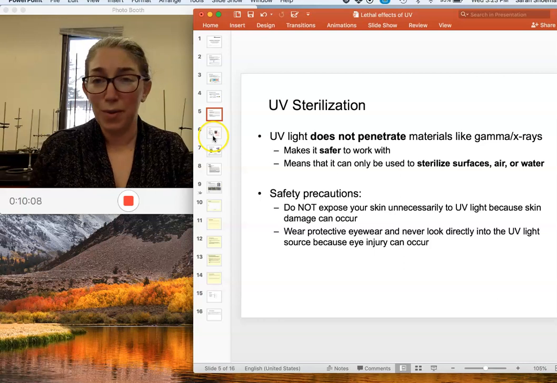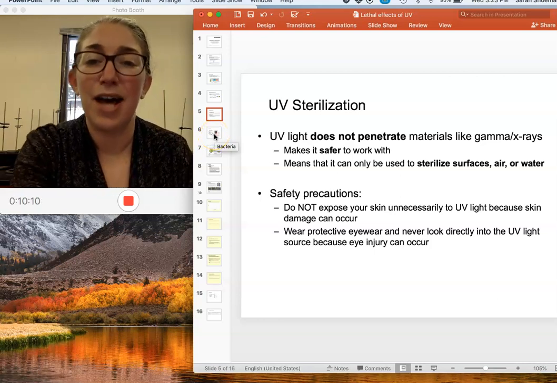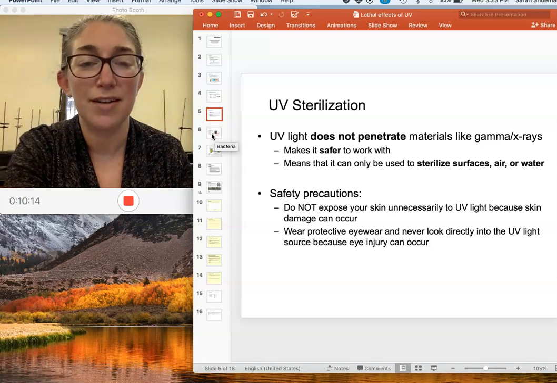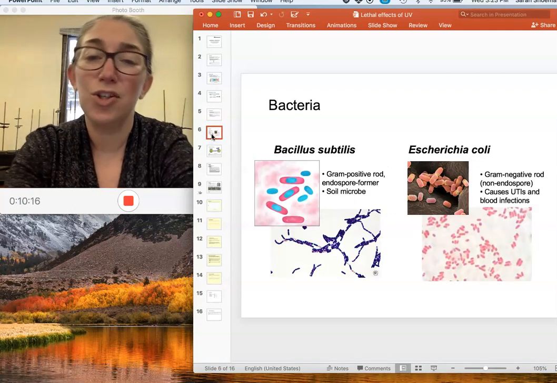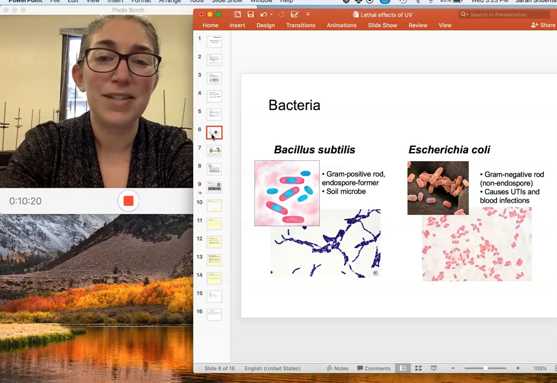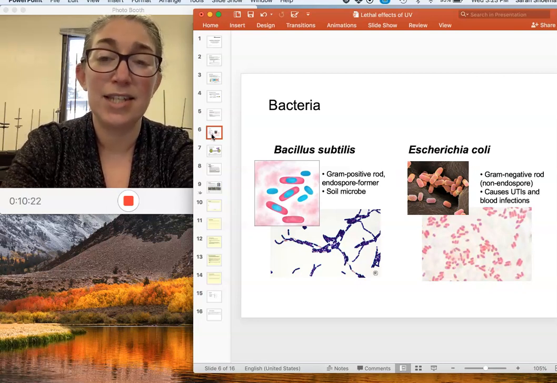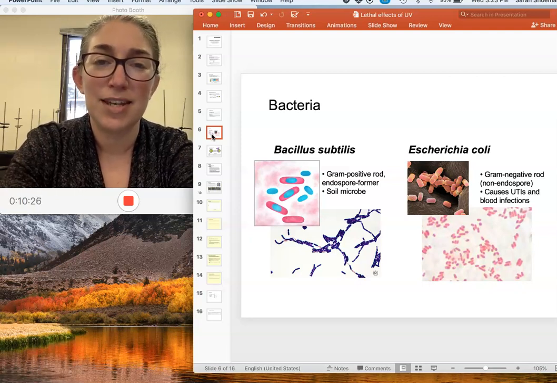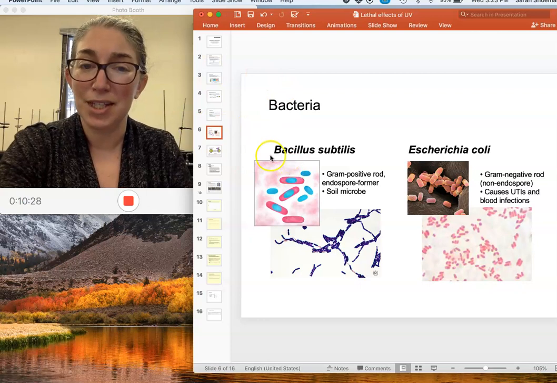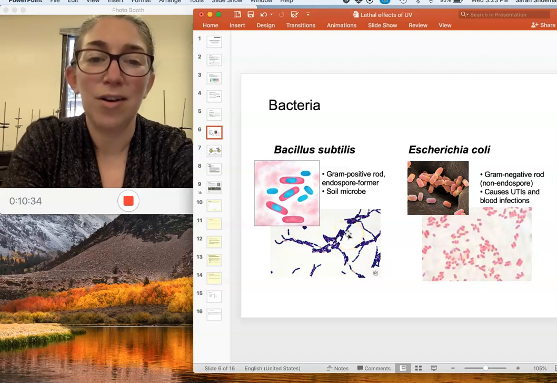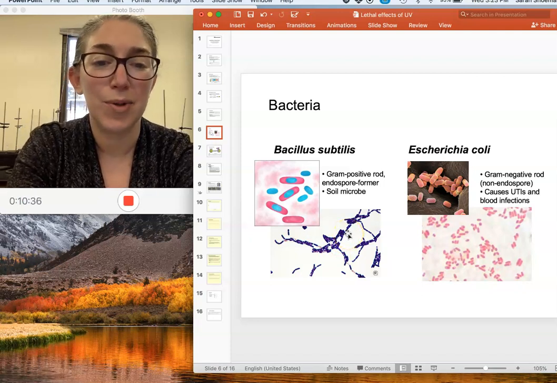I will be working with a UV lamp here live today, and I will be demonstrating those safety precautions that I would take. The two bacteria that we're going to test in this lab are Bacillus subtilis and E. coli, Escherichia coli. Bacillus subtilis is a rod-shaped bacillus bacteria. It's gram-positive. We can see that in this gram stain here. It stains blue. And it also happens to be an endospore former.